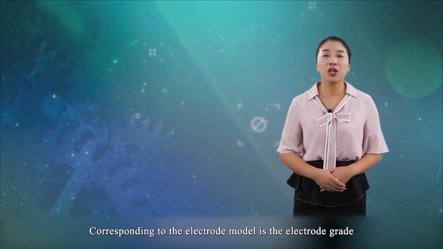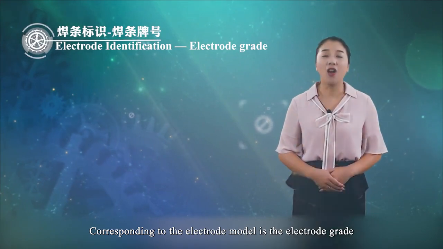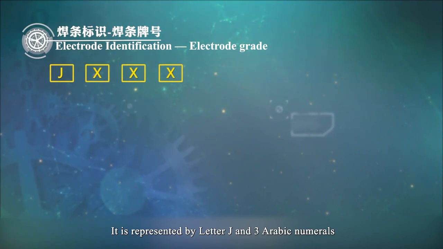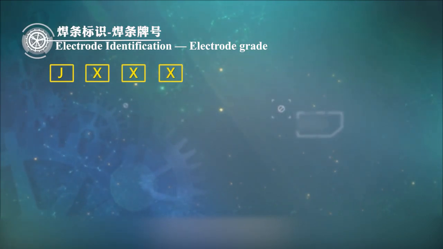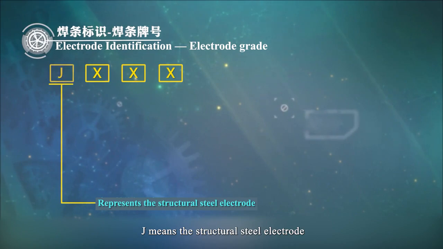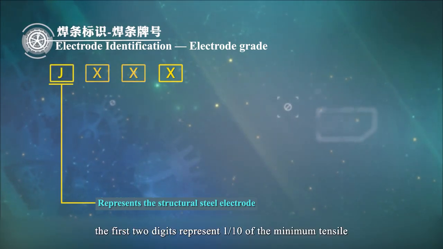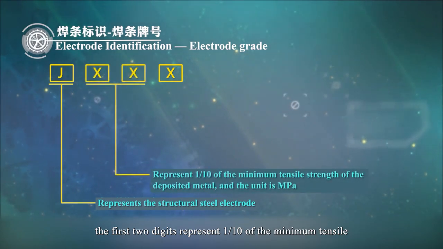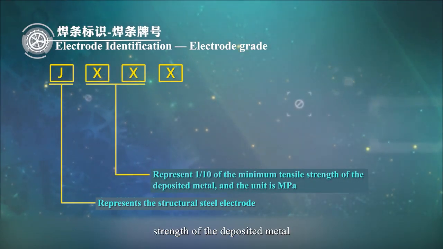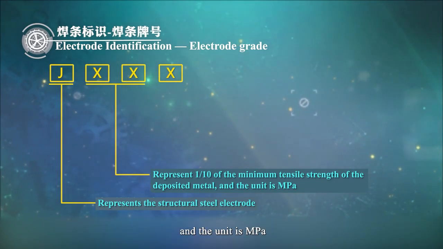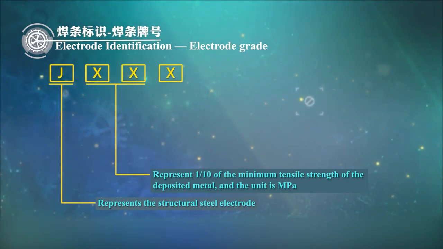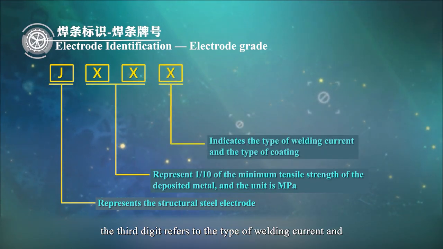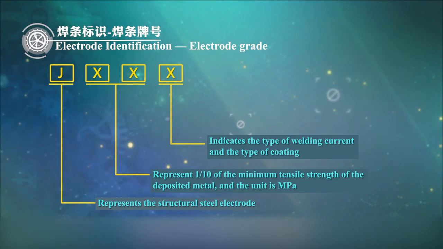Corresponding to the electrode model is the electrode grade. It is represented by letter J and three Arabic numerals. J means the structural steel electrodes. The first two digits represent 1/10 of the minimum tensile strength of the deposit metal, and the unit is megapascal. The third digit refers to the type of welding current and coating type.